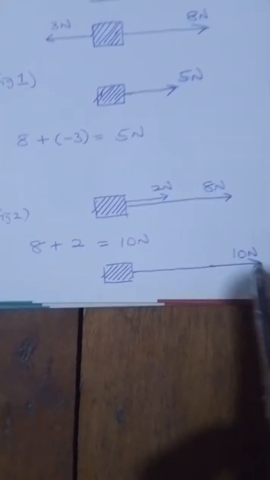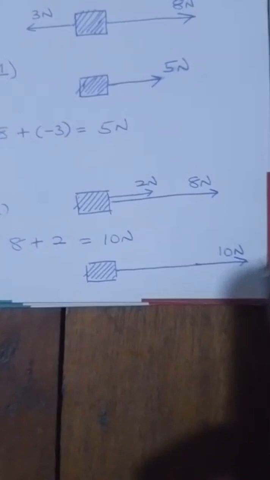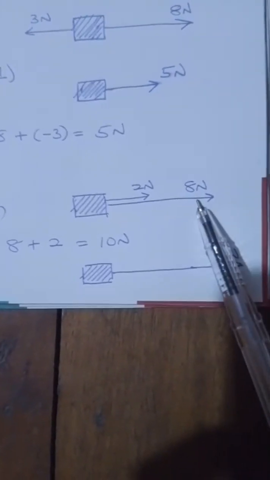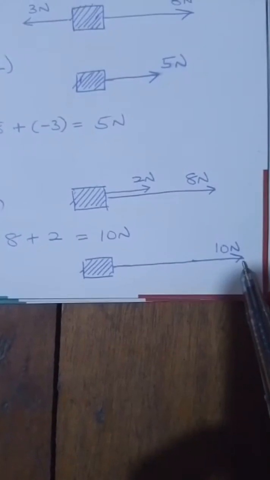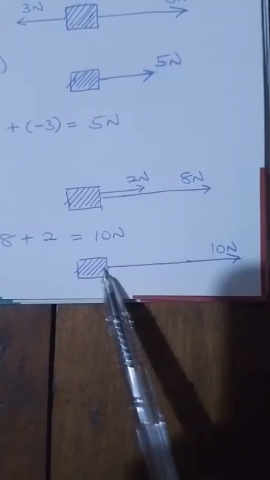So by resultant, we mean a single vector that represents two or more other vectors. This 10 Newton has magnitude 10 Newton and direction eastward. Okay, thank you.